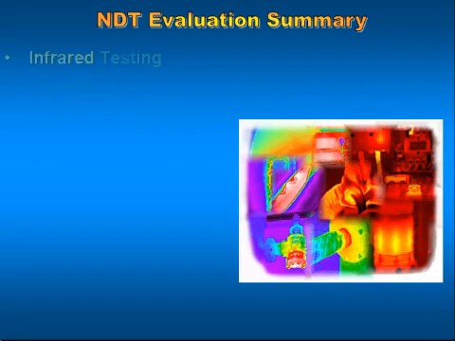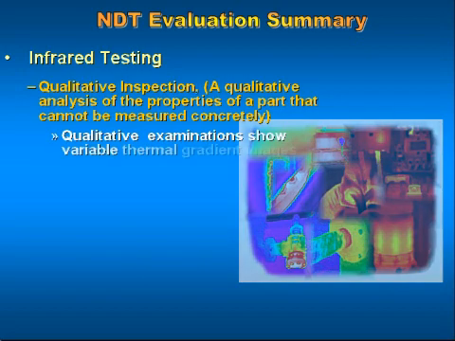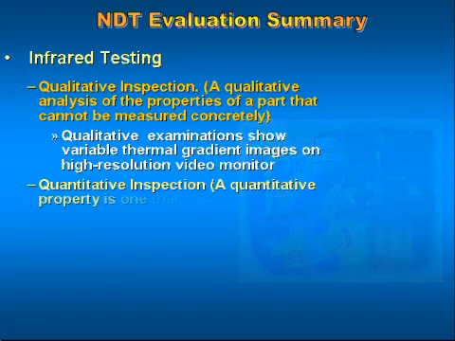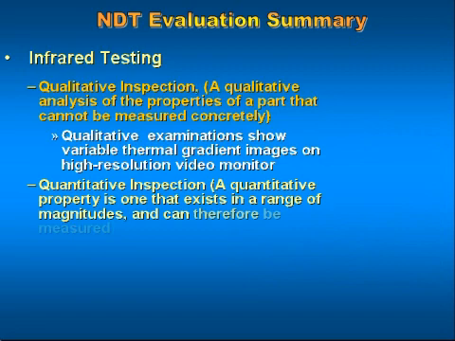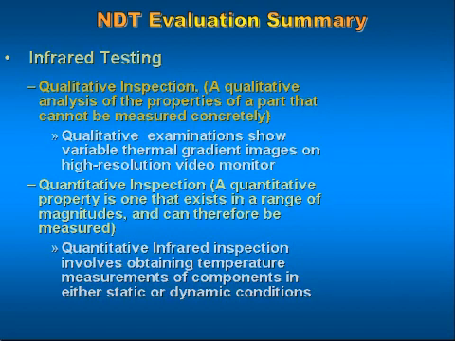Infrared testing. Qualitative inspection. A qualitative inspection refers to a qualitative analysis of the properties of a part that cannot be measured concretely. Qualitative examinations show variable thermal gradient images on a high-resolution video monitor. Quantitative inspection. A quantitative property is one that exists in a range of magnitudes and can therefore be measured. Quantitative infrared inspections involve obtaining temperature measurements of components in either static or dynamic conditions.